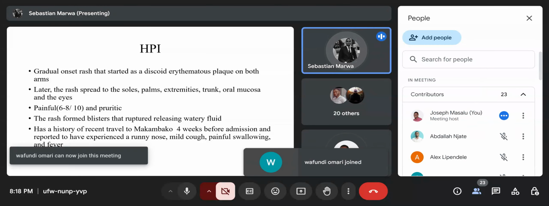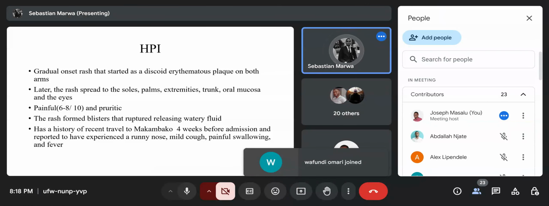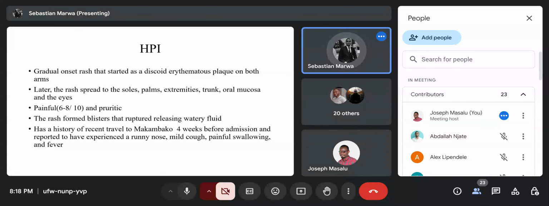So our patient had a history of recent travel to Makambako 4 weeks before admission and reported to have experienced runny nose, mild cough, painful swallowing together with fever.